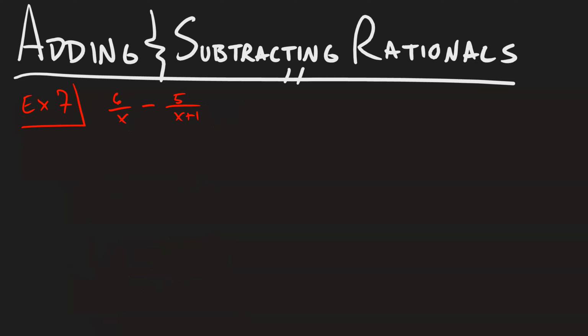So for example 7, we're looking at one fraction that has a monomial for a denominator, subtracting from another fraction that has a binomial in our denominator. So this shouldn't really make much of a difference. In this case, actually, our least common denominator is in some ways easier to find, because I can say that the LCD in this case would be x times x plus 1.